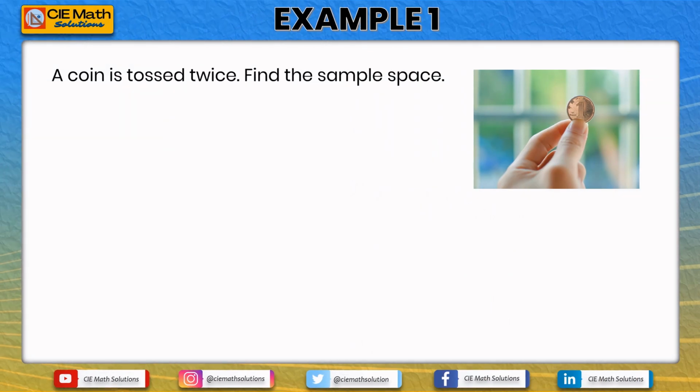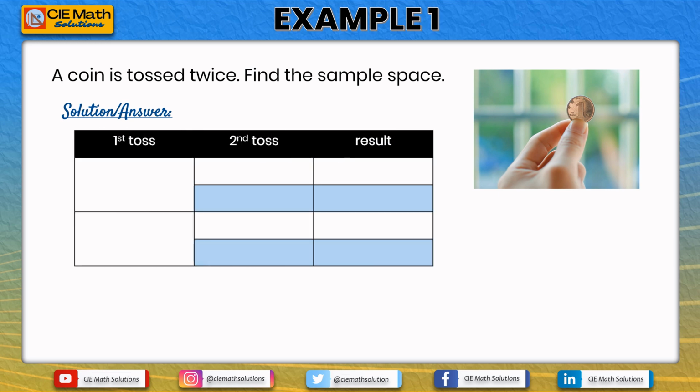Example 1. A coin is tossed twice. Find the sample space. One of the ways of listing down the elements of the sample space is using a table. On the first column, that represents the results on the first toss. If you toss a coin, there are only 2 possible outcomes. It's either a head or a tail. On the second toss, however, no matter what is the result on the first toss, there are still 2 possible outcomes. So even if the first toss is a head, on the second toss, there are still 2 possible outcomes.